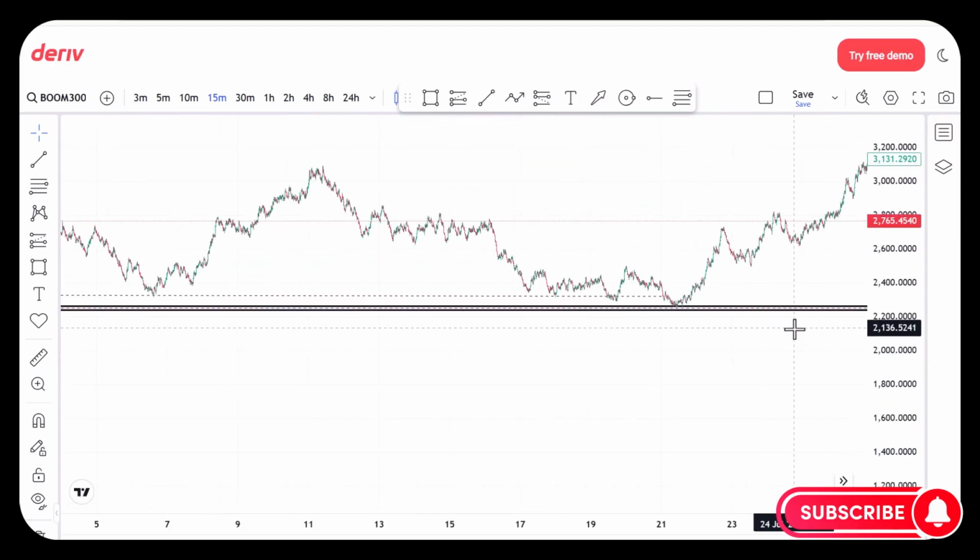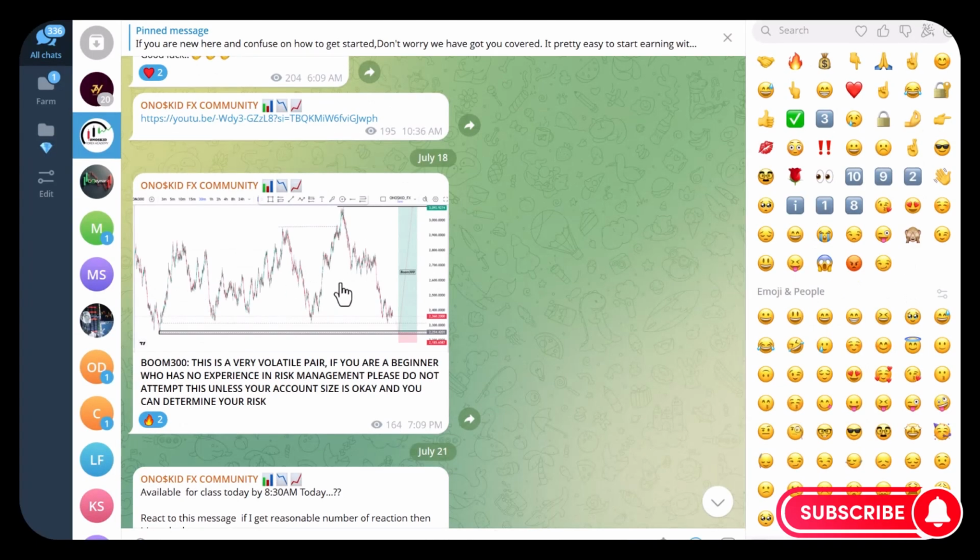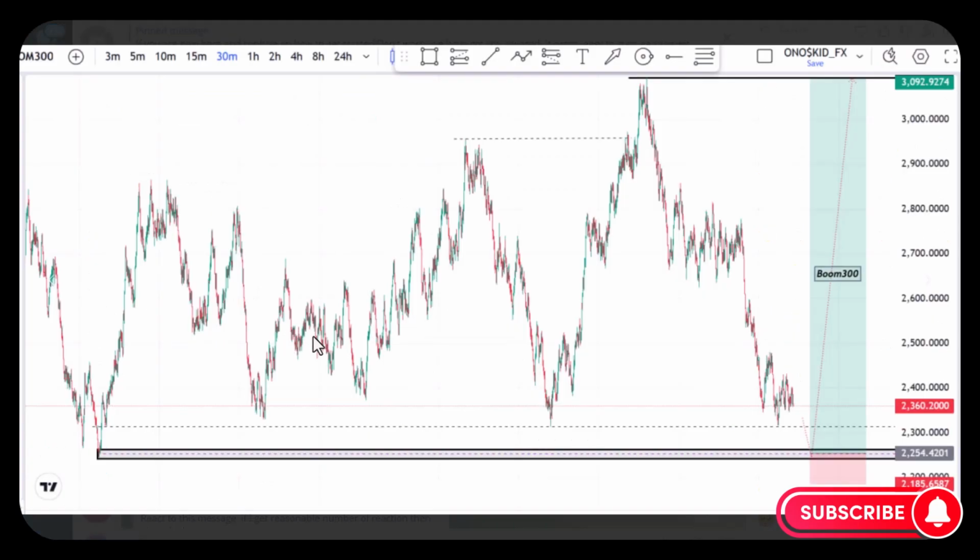Do you know the funniest part of this explanation I'm giving right now? This analysis was sent to the free Telegram group, and this is just the Telegram group. You can see this analysis was sent here. So this is the analysis. Let me show you perfectly well so you can see. This is the analysis on 30 minutes. This is what I was explaining to you guys, and this was the liquidity that I actually marked out.